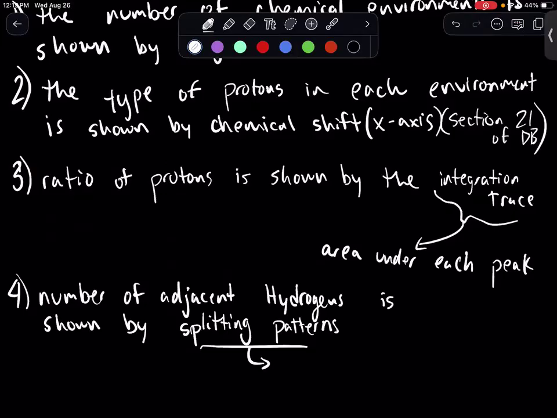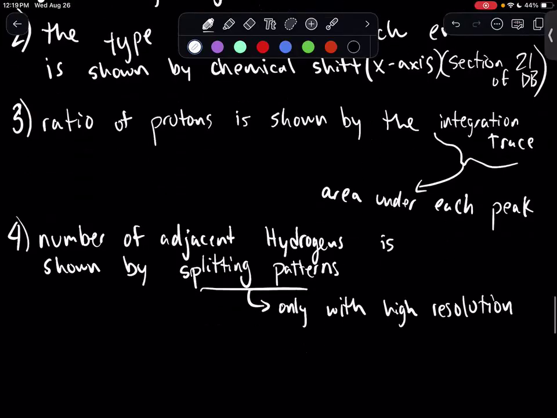Specifically, these only show up in high resolution HNMR. So we're going to do one example where we show low resolution HNMR, and then we'll talk about high resolution HNMR in the back half of this lesson.